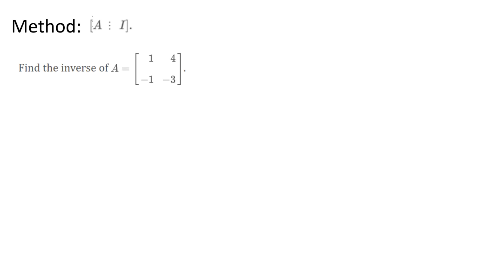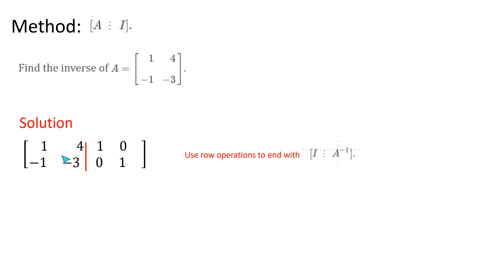Okay, so it says find the inverse of A. So here's your matrix A. The first step is we're going to attach this identity matrix, so the 1, 1, 0, 0. And then we're going to use row operations so that we can end up with 1, 1, 0, 0 on the left side. Okay, so let me click to the next slide.